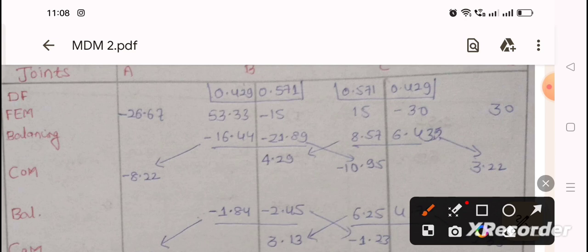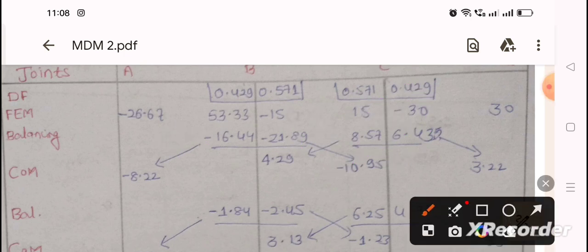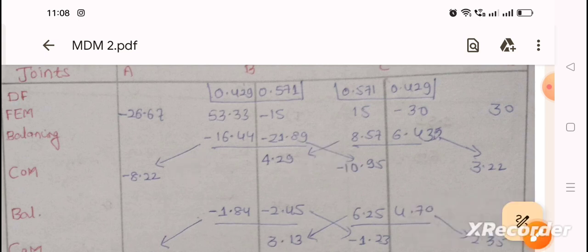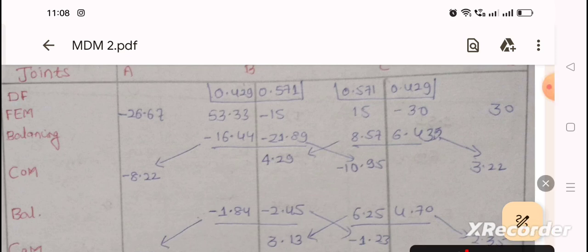If the far end is fixed, half of the moment will be transferred. Half of that value will be transferred here. So 16.44 divided by 2, half will be transferred here, equal to minus 8.22. Same thing here also you can do. Half of 8.57 will be 4.29, and half of 21.89 will be equal to 10.95. Same thing here also, half of 6.439 will be equal to 3.22. Same thing will be repeated.